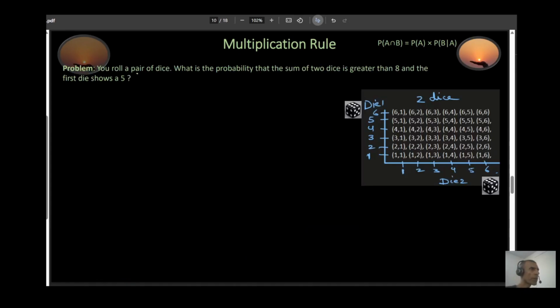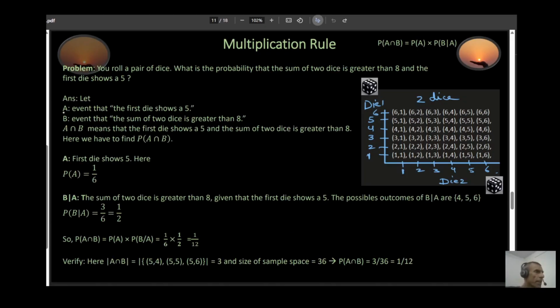You roll a pair of dice. What is the probability that the sum of the two dice is greater than 8 and the first die shows a 5? Let A be the event that the first die shows a 5. Let B be the event that the sum of the two dice is greater than 8. So A intersection B, in this case, means that the first die shows a 5 and the sum of the two dice is greater than 8.